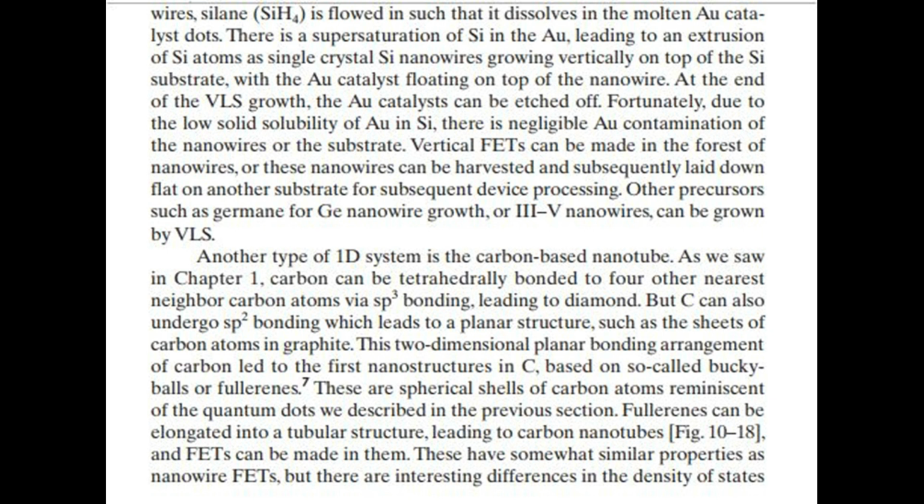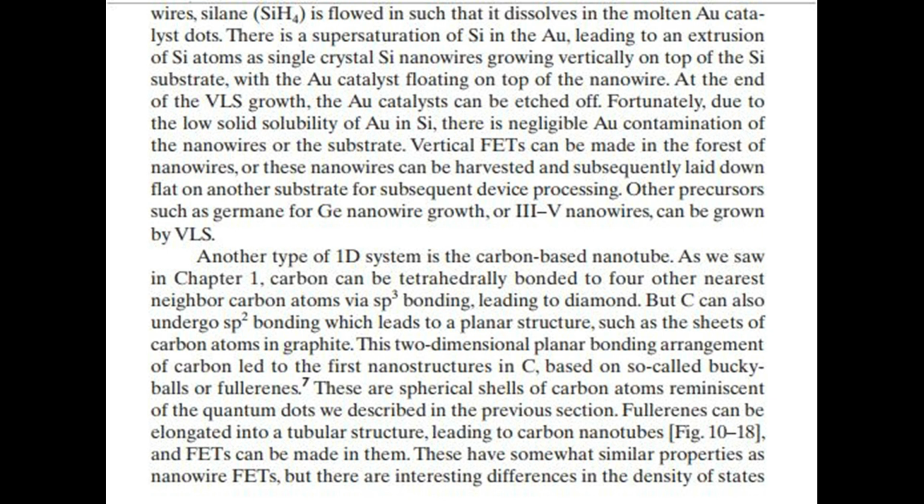Another type of one-dimensional system is the carbon-based nanotube. As we saw in Chapter 1, carbon can be tetrahedrally bonded to four other nearest neighbor carbon atoms via sp3 bonding, leading to diamond. But carbon can also undergo sp2 bonding, which leads to a planar structure, such as the sheets of carbon atoms in graphite. This two-dimensional planar bonding arrangement of carbon led to the first nanostructures in carbon, based on so-called buckyballs or fullerenes. These are spherical shells of carbon atoms reminiscent of the quantum dots we described in the previous section.